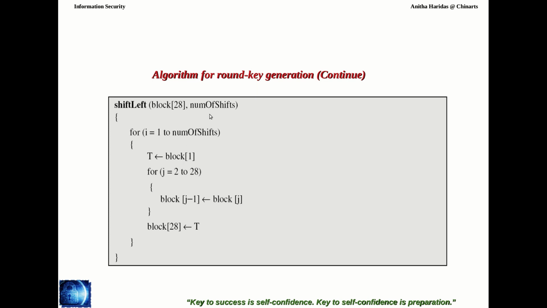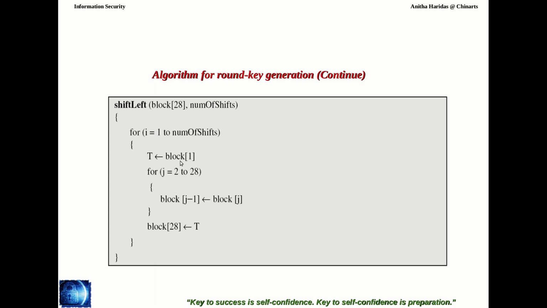So from that table, the number of shifts, whether it is 1 or 2, will be got. That many shifts will be done. If it is 2 times, this loop will be executed twice. Otherwise, the loop will be executed only once.